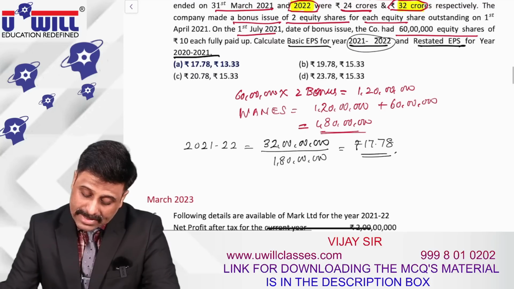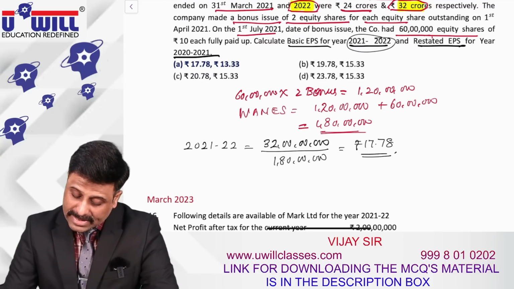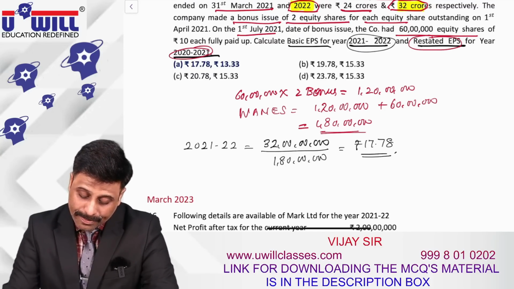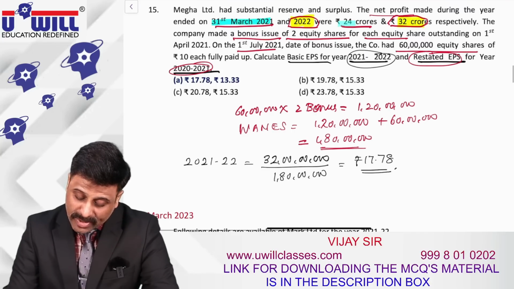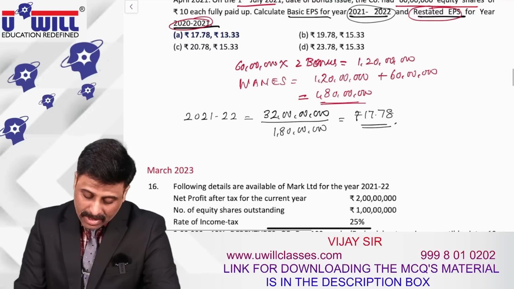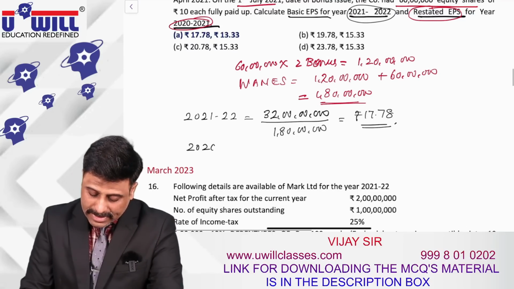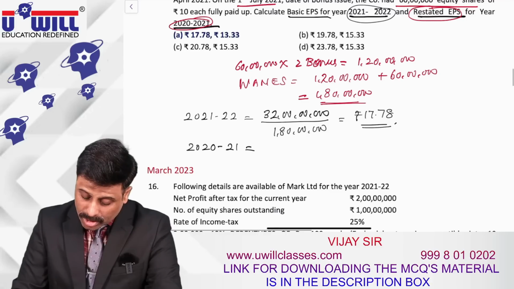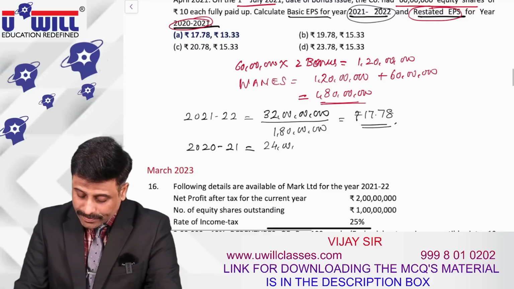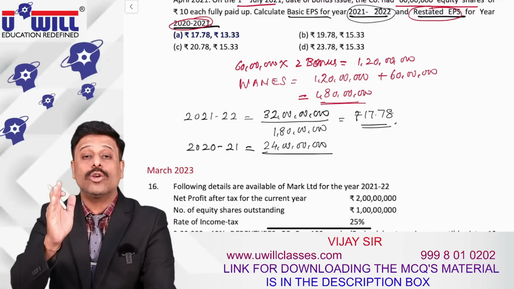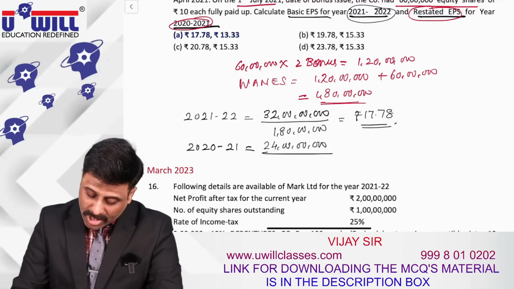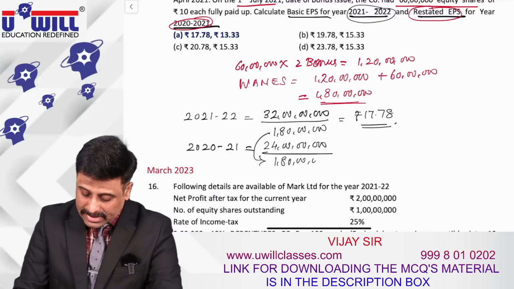And then you are asked to calculate restated EPS for 2021. Now you all can see over here, 2021 the profit is 24 crores. So 2021 the restated EPS will be equal to 24 crores, and restated means including the effect of bonus shares. So here also we'll take the same 1 crore 80 lakhs because restated EPS is asked.